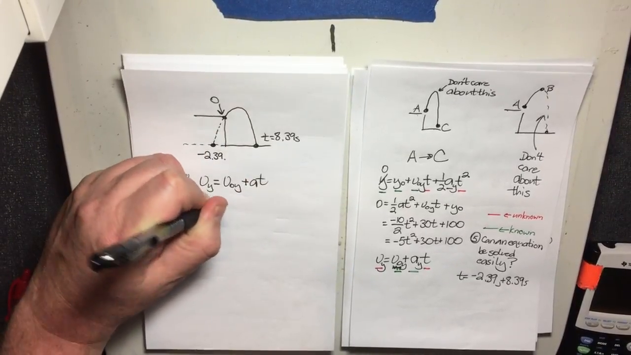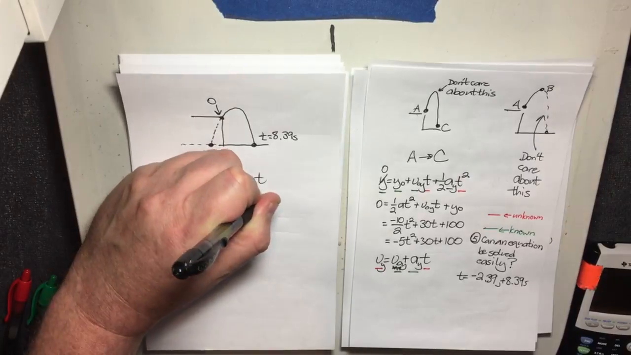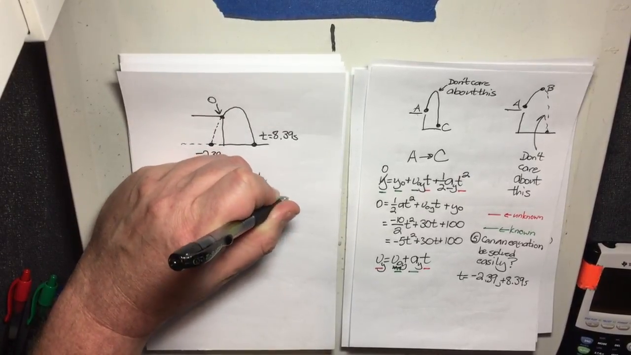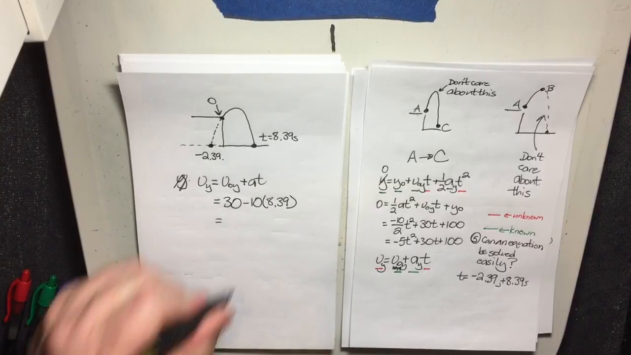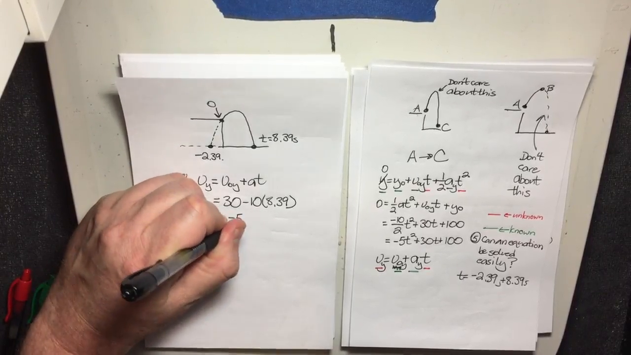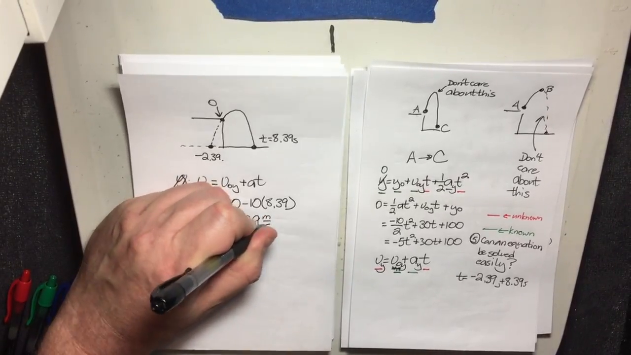v naught y is positive 30, a is negative 10, time is 8.39. So the solution is negative 53.9 meters per second.